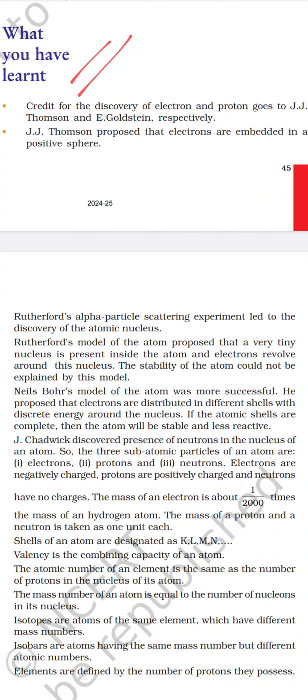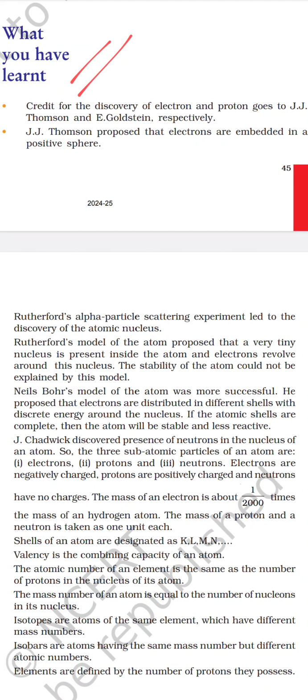J.J. Thomson proposed that electrons are embedded in a positive charge. Rutherford's alpha particle scattering experiment led to the discovery of the atomic nucleus. Rutherford's model of the atom proposed that a very tiny nucleus is present inside the atom and the electrons revolve around this nucleus. The stability of the atom could not be explained by this model.